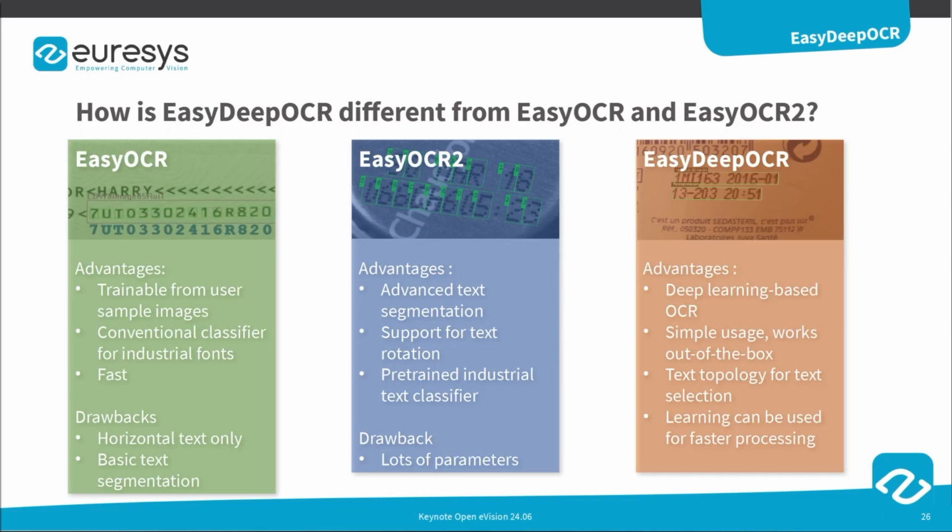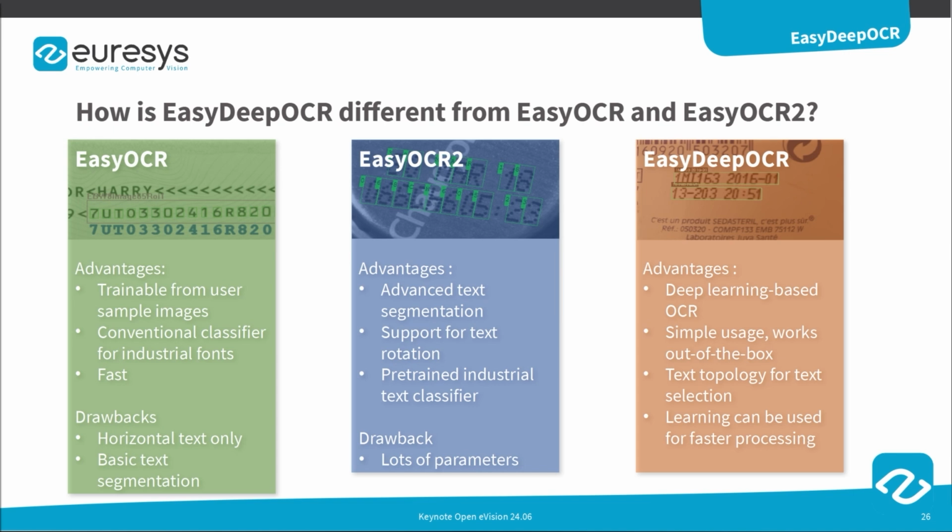The oldest product, EasyOCR, has some advantages. It can be trained using sample user images. It works with a conventional classifier for industrial fonts and is basically really fast. But you have some strong limitations.